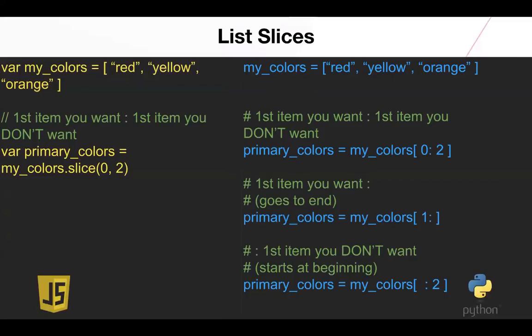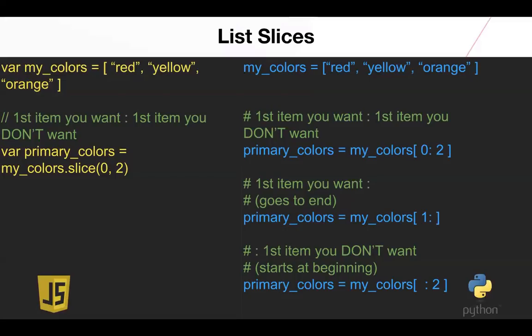A couple of other things that we can do with our list slices. We actually don't have to include either the start or end index. And what that indicates, in the case that we omit the second value, is that we want to go all the way to the end of the original list. So that second example, that slice would contain the values yellow and orange. We're starting with yellow, going to the end.